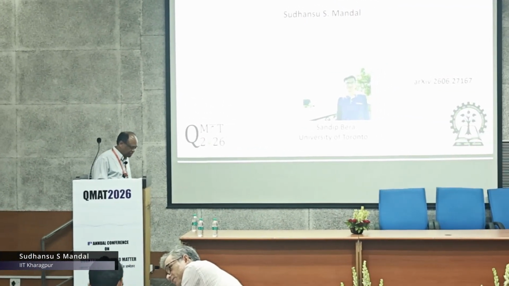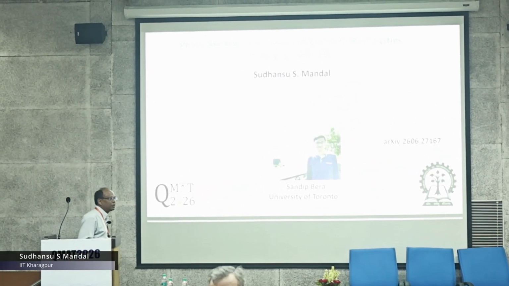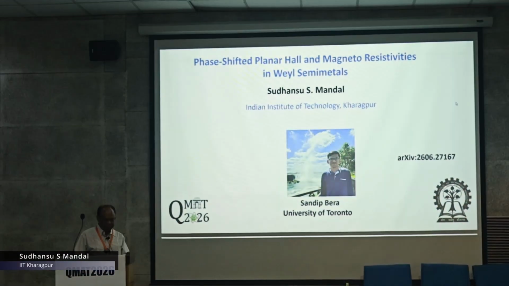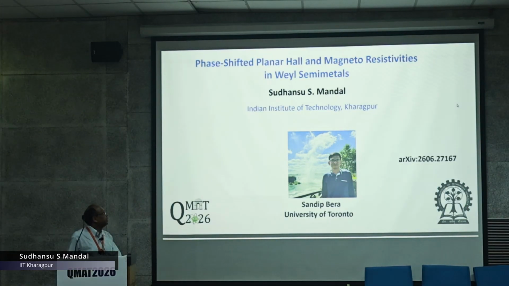The title of my talk, as you see, is phase-shifted planar Hall magnetoresistivities in Weyl semimetals. This is another kind of material where you have chiral symmetry broken, and this gives a planar Hall effect because of the chiral symmetry breaking. That is actually the anisotropy that has been observed in experiment also.